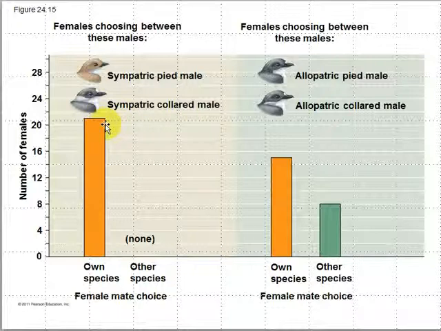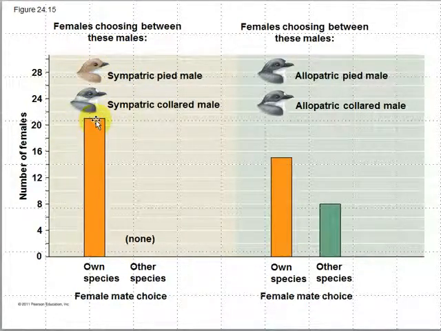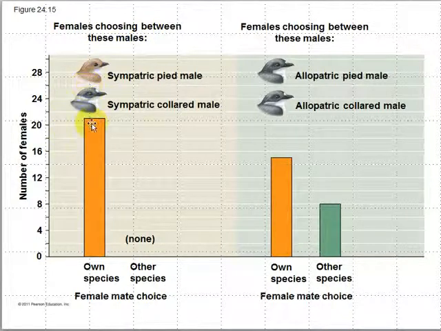So here you have a pied male and a collared male, and they live in the same area, but they look quite different, and that helps distinguish them basically. And the females rarely make a mistake. They choose the one that is of their same species. But if you look at the allopatric populations that are separated by geography, that don't live in the same area, well, the pied male and the collared male actually look a lot alike.